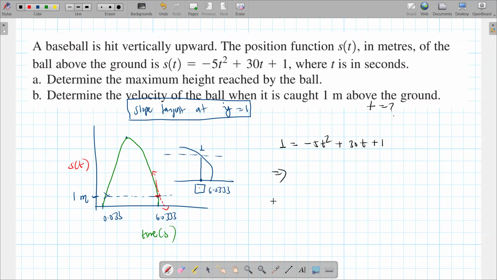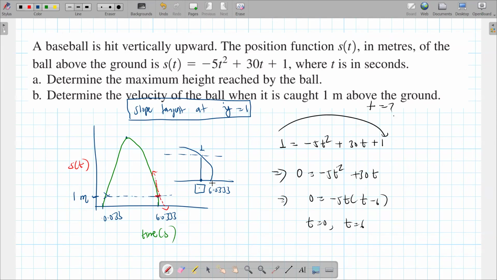It's a quadratic. You have to move everything to the same side of the equation. Step number 1. You want to move everything to the same side of the equation. So 0, move this here, 1 minus 1, 0. Just remember, for any polynomial of degree 2 or greater, you want to move everything to the same side of the equation. From here, it's super simple. You pull out 5t, and you'll see that it's going to be at 6 seconds. So t equals 0 or t equals 6. So at time equals 6 seconds, he catches it.